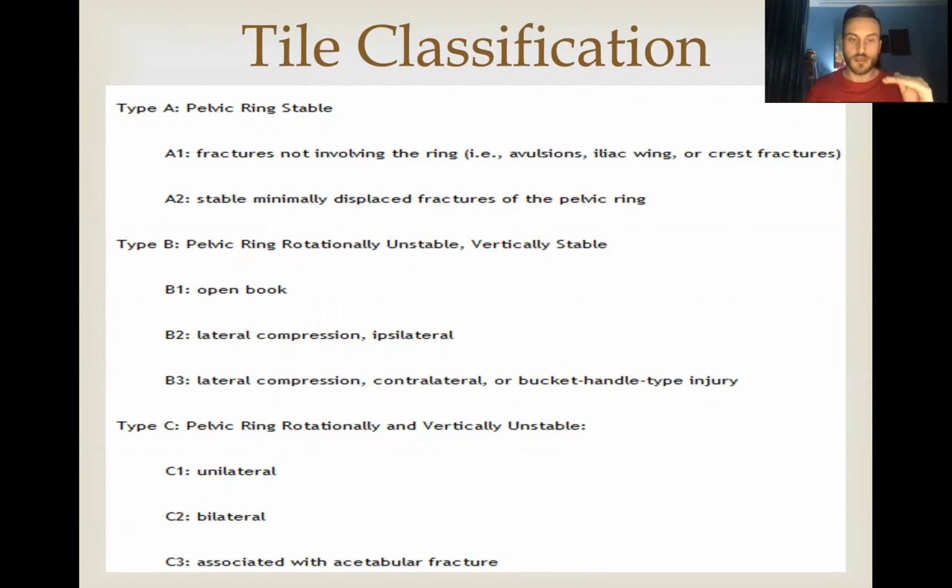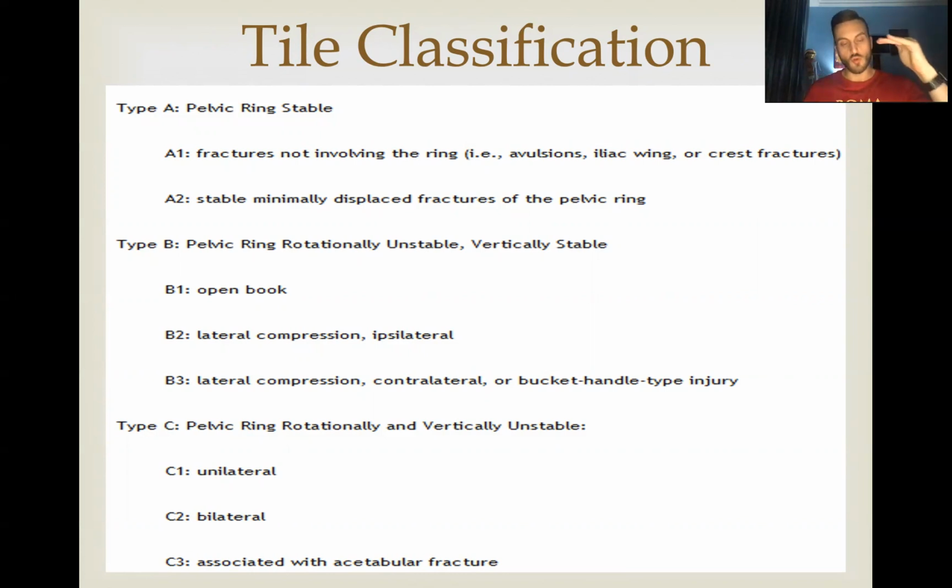If you go to B, we have the instability. It's either vertical or rotational. Type B, the pelvis is rotationally unstable, but vertical is still stable. So B1, open book, as I told you about. Anterior disruption of the pubic symphysis, posterior sacroiliac joint. It's rotationally unstable, but vertically it's stable. Now for the lateral compression, which is type B2, it is rotationally unstable, and it's broken on 2 points in the ring. Type B3, which is lateral compression with contralateral or bucket handle type of injury.